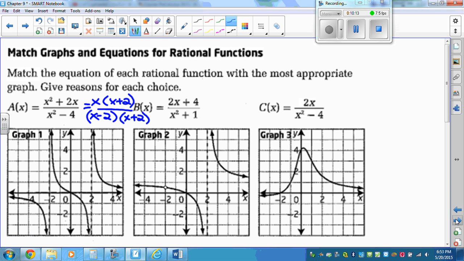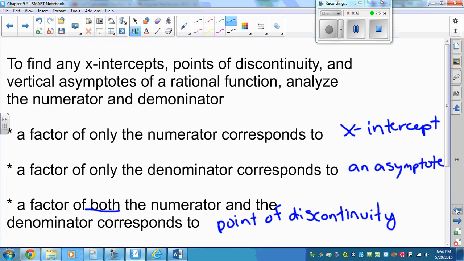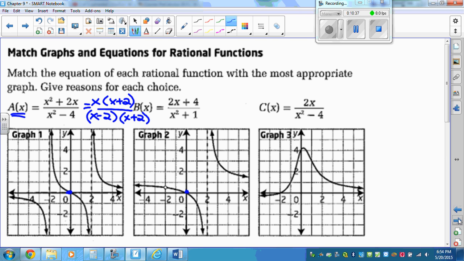Okay, so for this function right here, I'm looking for something that's a 0 at x, because it's only in the top. So something where it goes through 0. So this one or this one. I'm looking at one of these two graphs. Okay, if it's found in both the top and the bottom, then it is a point of discontinuity. So here we have x plus 2 in both. So at x equals negative 2, we should have a point of discontinuity. Right here, point of discontinuity.